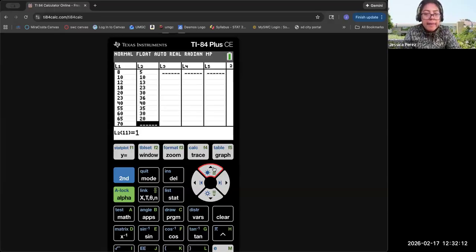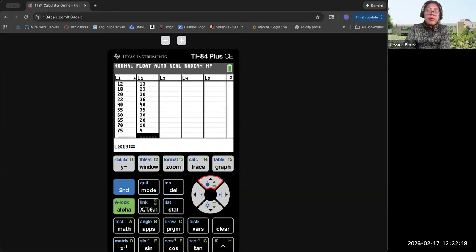10, hit enter, and then 4. So I have all of my 12 entries from L1 and L2. Remember, the values from L1 were my X values. The values from Y are my L2.